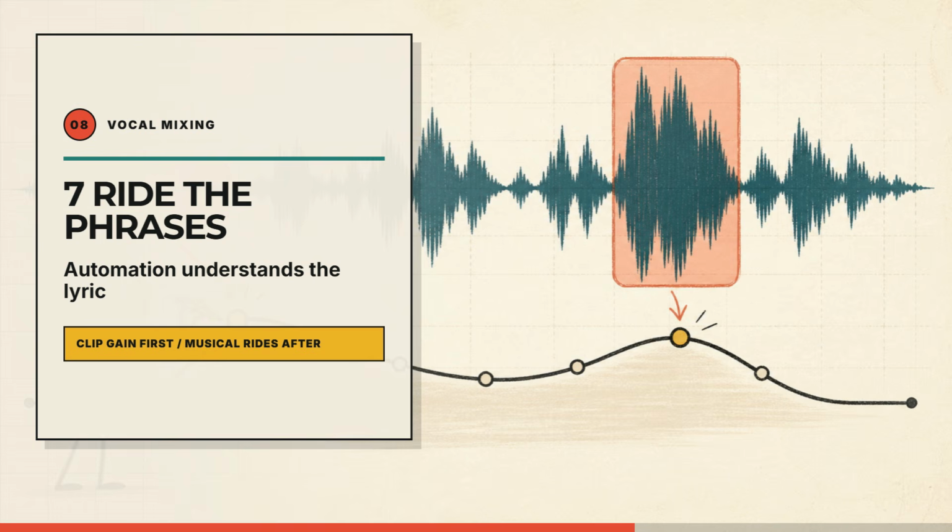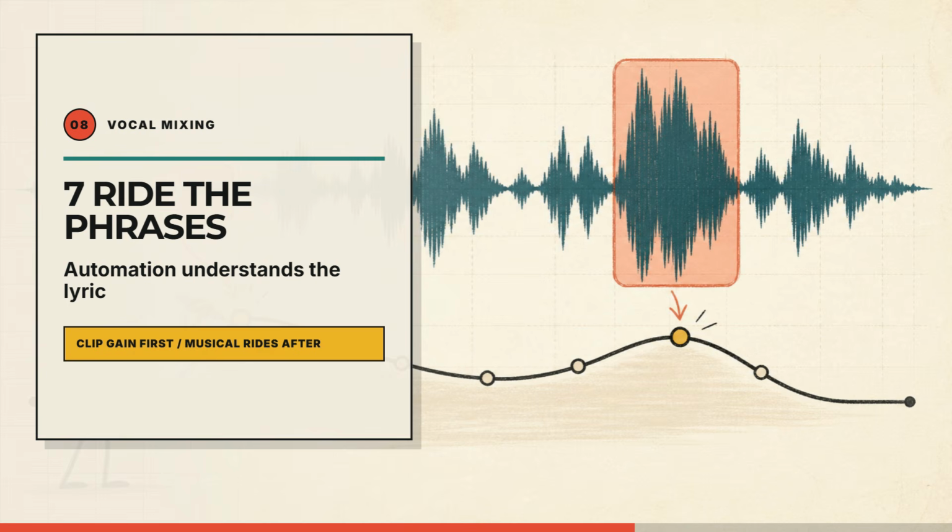Work in complete lines. Follow the lyric and mark only the moments where attention drops or one word leaps out. Make small rides, play the passage again, and listen for continuity rather than staring at the automation curve. You do not need to flatten every syllable. Breath, emphasis, and distance are part of expression. The goal is for the listener to follow the performance without working around accidental level changes.